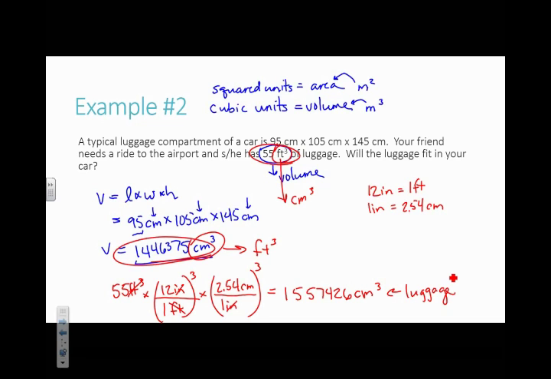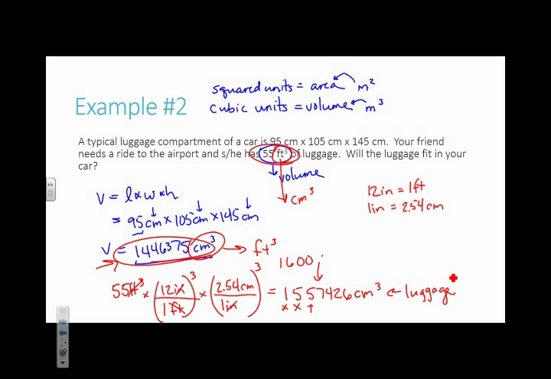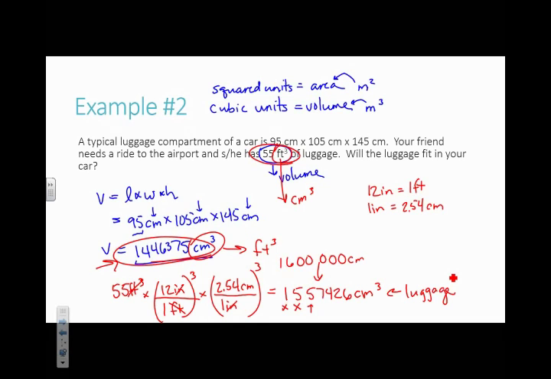Here's the number for the space to put the luggage in, and you can clearly see, hey, this number is smaller than this number, so the luggage won't fit, which is really what the question asked us. If I wanted to check significant figures, I would say I need two sig figs in my answer. That would be this number, and this digit is 5 or greater, so I have to round up. So it becomes 1600000 centimeters cubed.